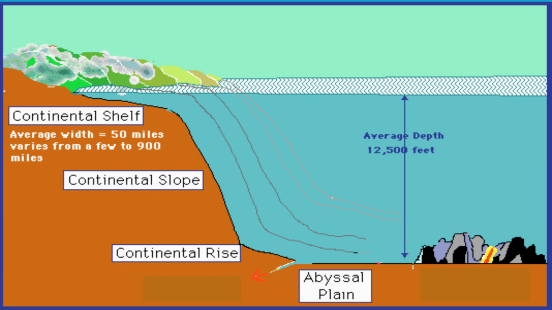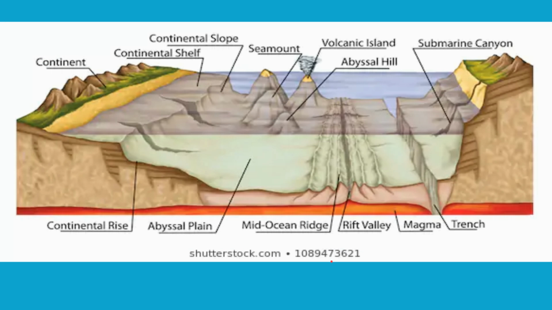Below the continental rise, we have the flat, featureless part of the ocean bottom that we call the abyssal plain. Abyssal means the area of the ocean that has no light. So the abyssal plain is the plain or flat area at the bottom of the ocean where there is no light.